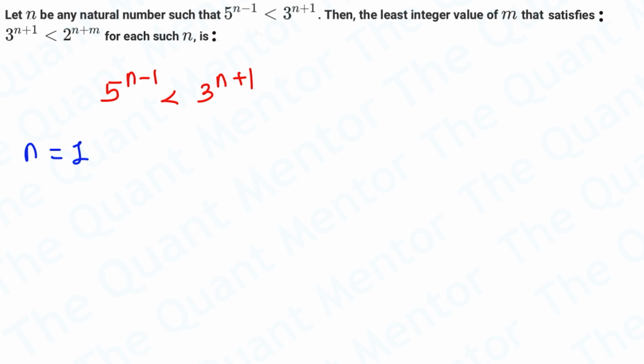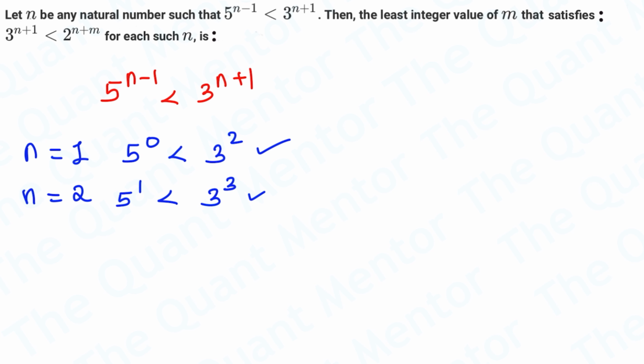The left hand side will be 5^(1-1), 5^0. And the right hand side will be 3^(1+1), 3^2. The right hand side is definitely more than the left hand side. So n equal to 1 is an acceptable value of n. Next, we take n equal to 2. The left hand side is 5^(2-1), that is 5^1. And the right hand side is 3^(2+1), that is 3^3. 3 cube is definitely more than 5^1. So yes, n equal to 2 is also an acceptable value of n.